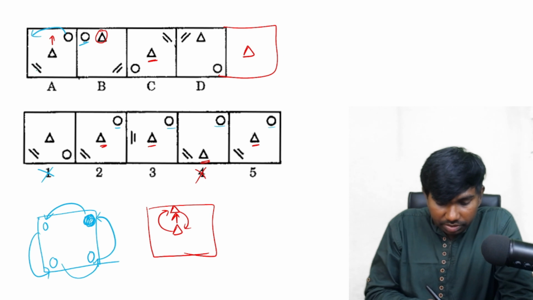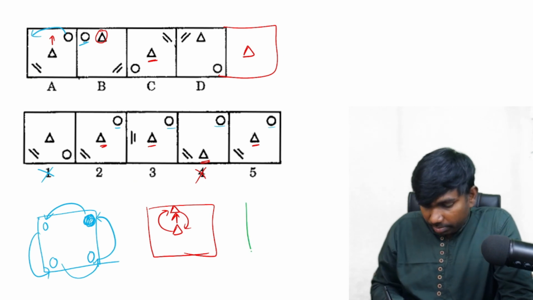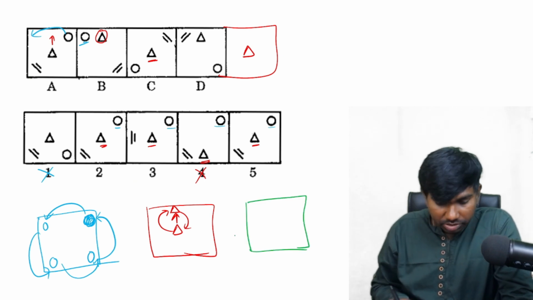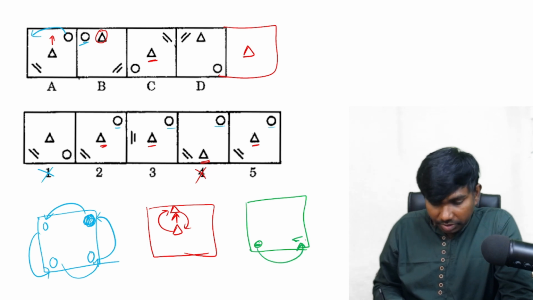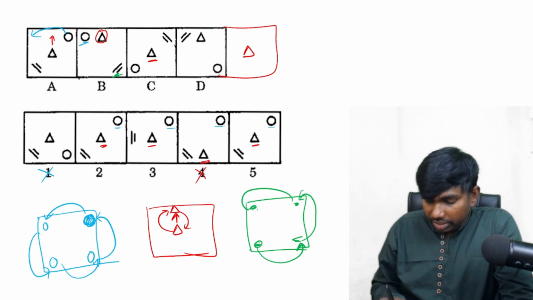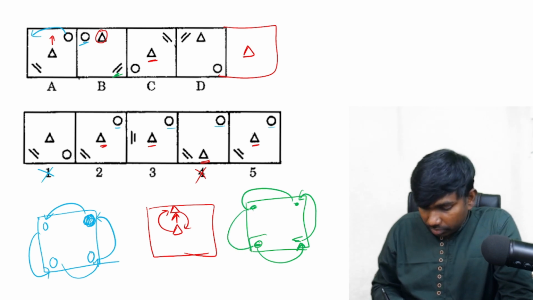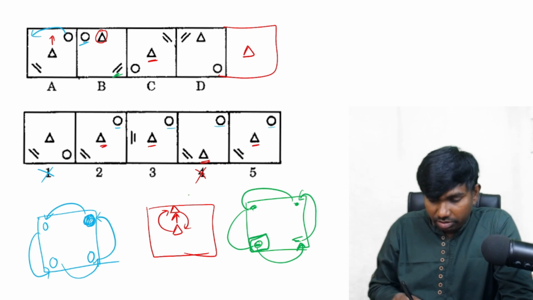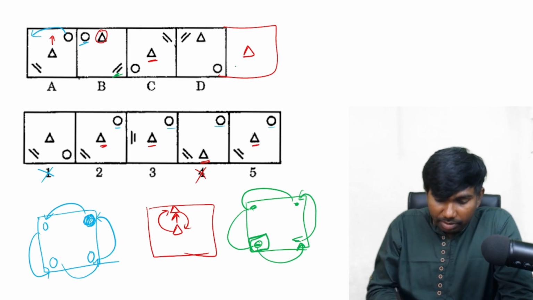The 2 lines are in this corner. Let me make another diagram, another box. This corner shifted here in the next figure. Again it is shifted here in the next figure. Then it is shifted here in the next figure. That means our answer figure should have the lines here in this corner, the bottom left corner.